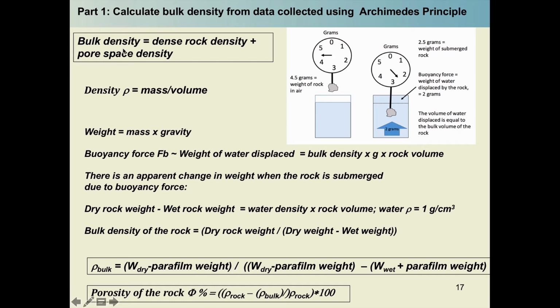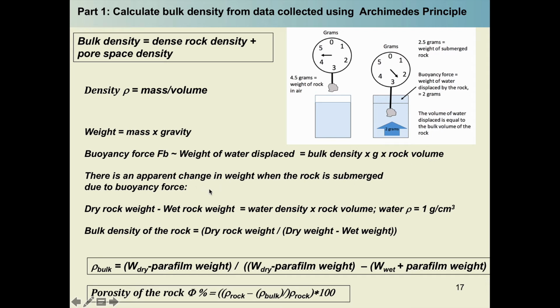The density equation, bulk density, it's equal to the dense rock density plus the density of the pore spaces. So density, as a reminder, is equal to the mass of an object divided by its volume. The weight of an object is equal to mass times gravity. So in air, that weight is the mass of the rock pulled down by gravity. The buoyancy force on that rock, F sub B, acting in the opposite direction to gravity, is the weight of the water displaced, which is equal to the water density times gravity times the rock's volume.